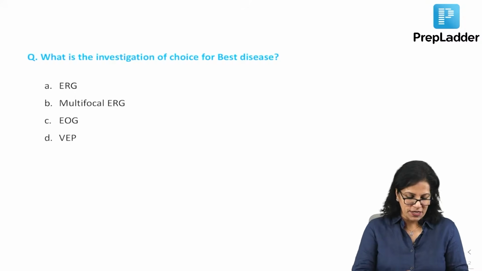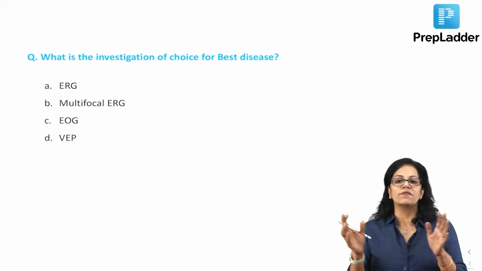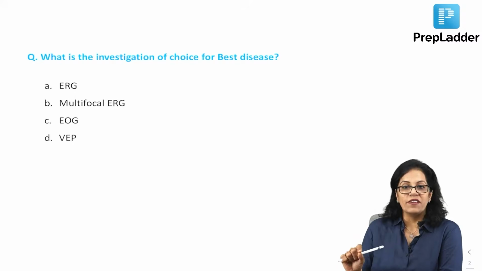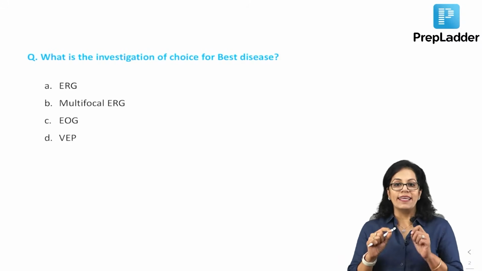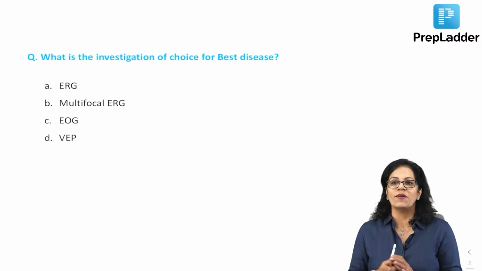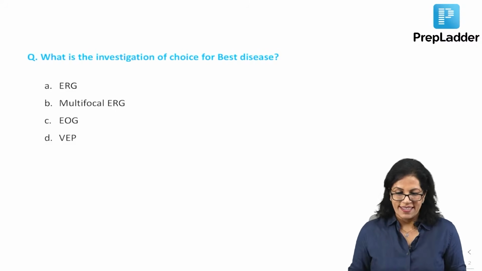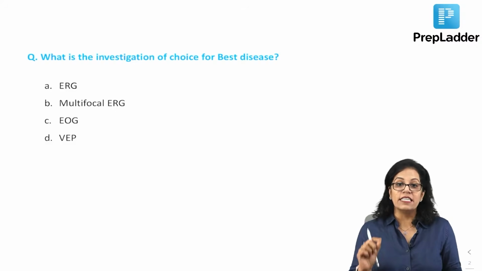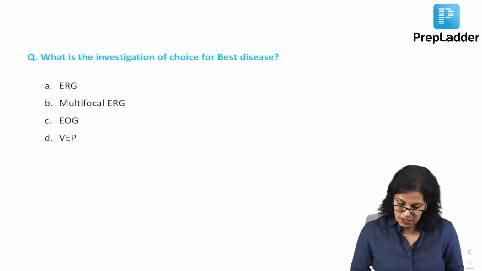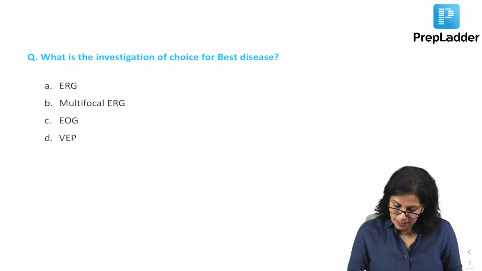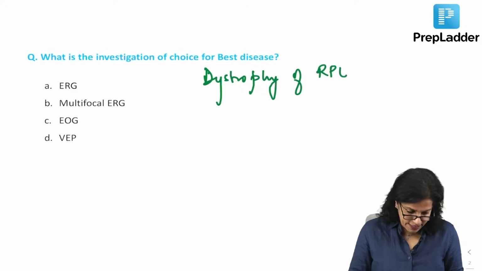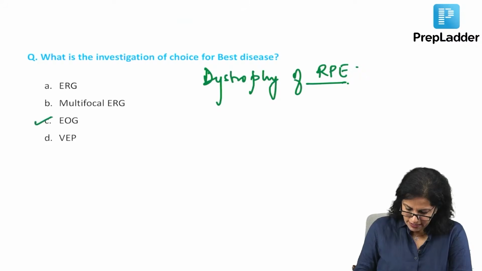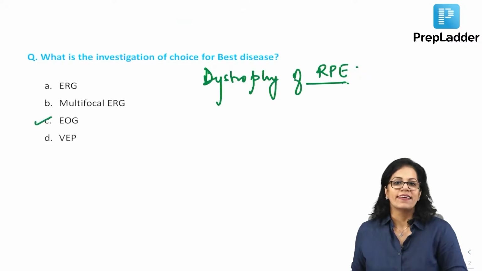When you talk about question number 1, what is the investigation of choice for Best disease? It is a macular dystrophy, right? Its full name is Best vitelliform dystrophy. Mainly it is a dystrophy of what? What have you learnt with me, all of you? It is a dystrophy of retinal pigment epithelium. And if it is a dystrophy of RPE, then what is the choice of investigation? This is EOG. So, our answer here is electrooculogram, right?